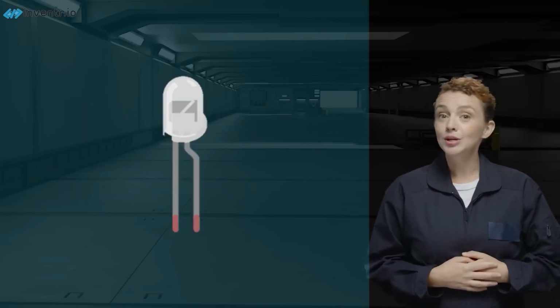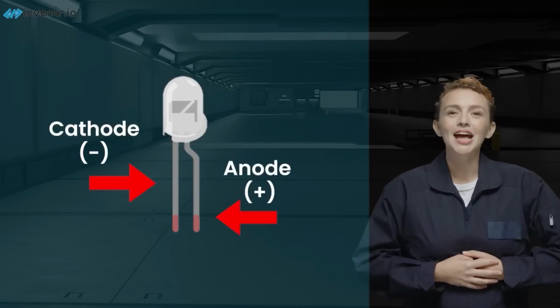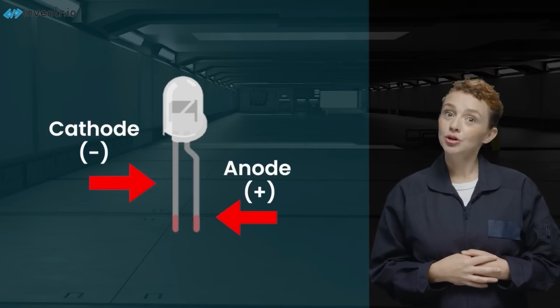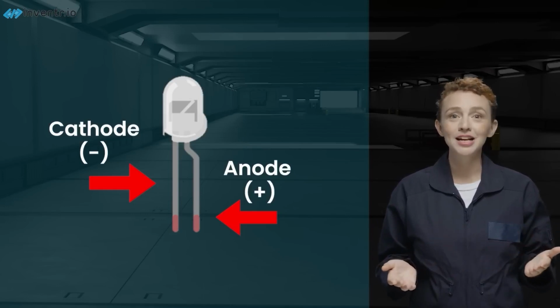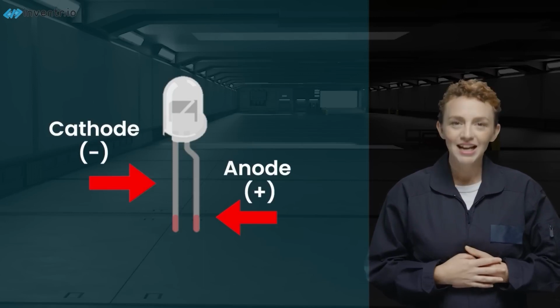All diodes, including LEDs, have a positive side called the anode, and a negative side called the cathode. Usually, the longer lead is the anode and the shorter lead is the cathode. If the leads have been trimmed, you can also identify the anode and cathode by the flat edge on the side of the LED's bulb. The flat edge indicates the cathode.